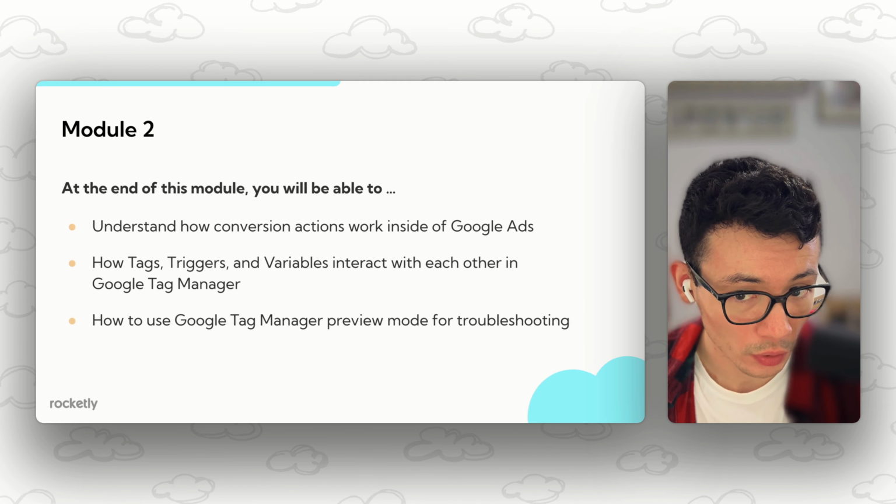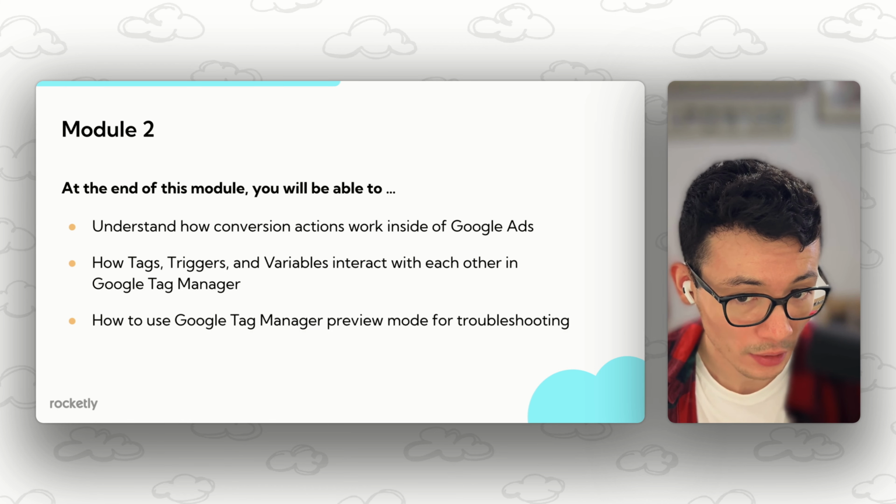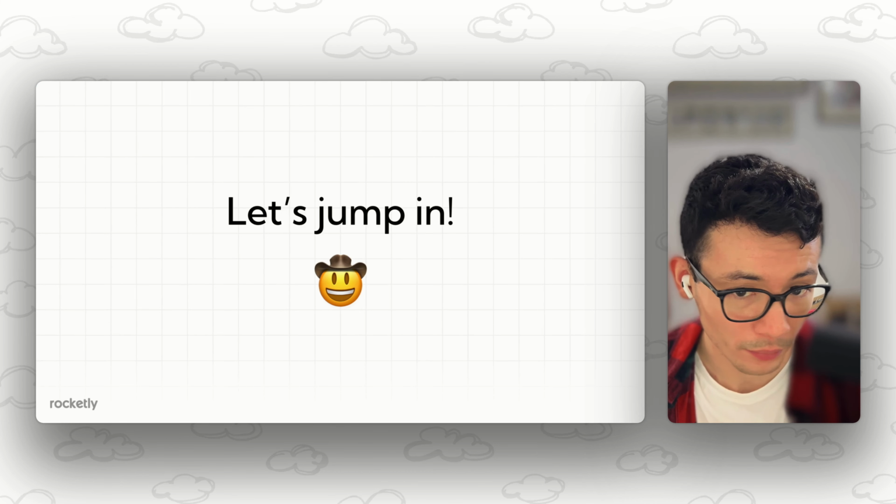So at the end of module 2, you should be able to understand how conversions actually work inside of Google Ads, how tags, triggers, and variables interact with each other inside of Google Tag Manager, and then finally how to use the Google Tag Manager preview mode for troubleshooting. So yeah, let's jump in.